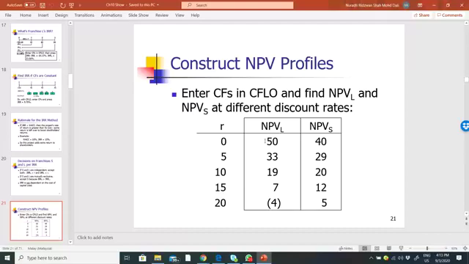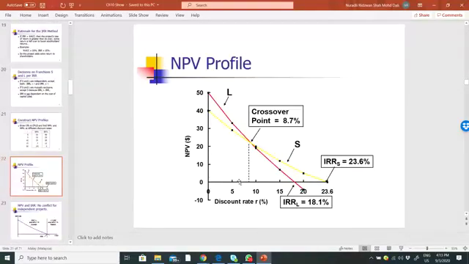For NPVL, cash flow 0 is negative 50, CF1 is 33, then 19, then 7, then negative 4 in year 4. For NPVS, cash flow 0 is negative 40, then 29 for year 1, 20 for year 2, 12 for year 3, and 5 for year 4. So this is the NPV profile.